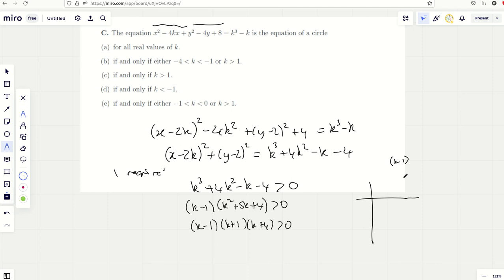So now, standard approach here would just be to consider the cubic, y equals k minus 1, k plus 1, k plus 4. Just draw this as a cubic. It's obvious what I'm doing, I hope.